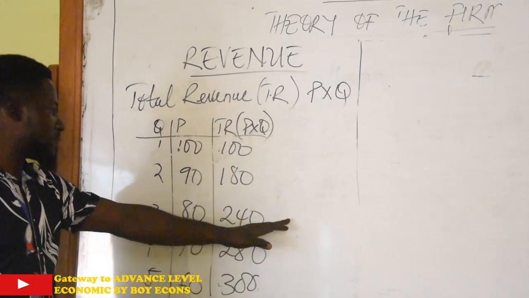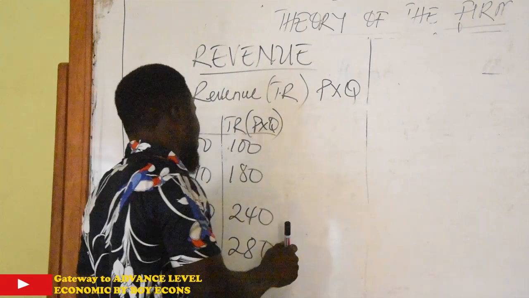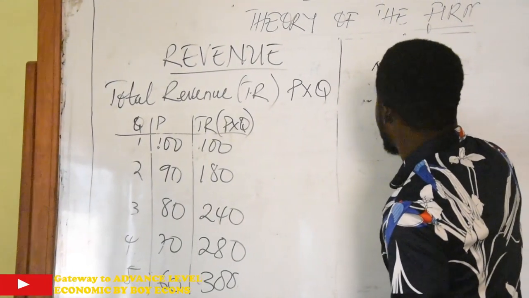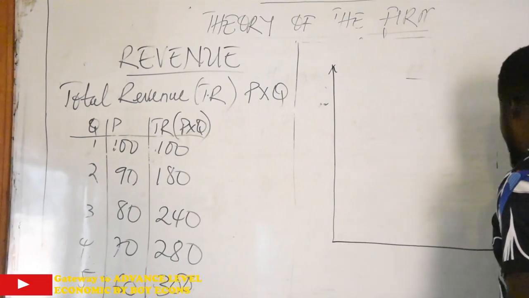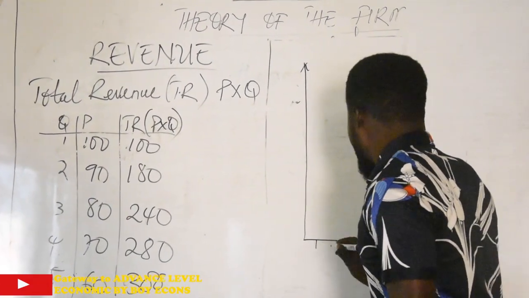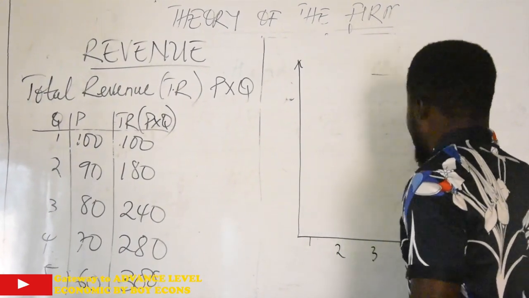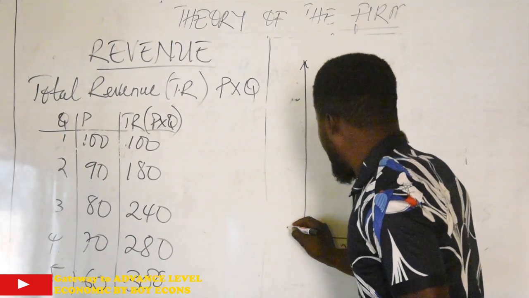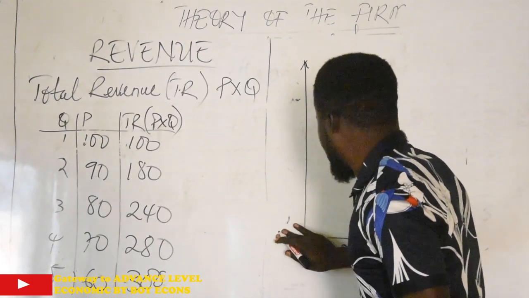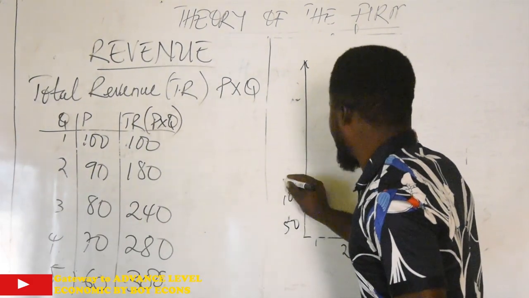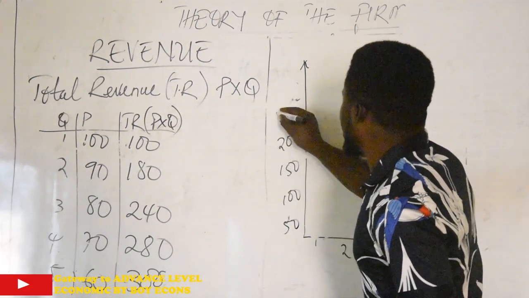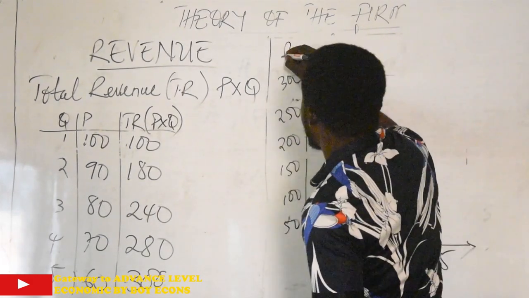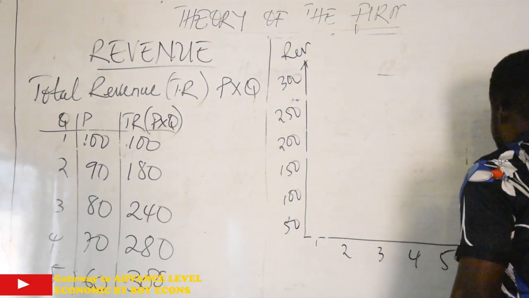increasing at a constant rate. The total revenue is not increasing at a constant rate. If you want to plot, it will give you something like this. We have 1, 2, 3, 4, 5 on the output axis. The highest value is 300. Let's say 50, 100, 150, 200, 250, 300. We have revenue, we have output.